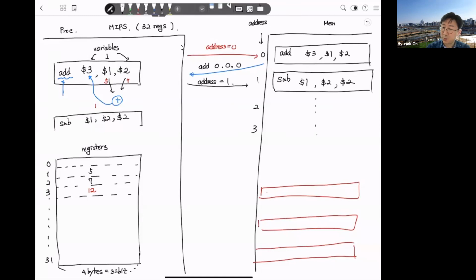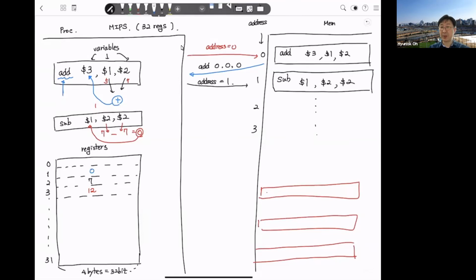Then the processor is analyzing the instruction, which is subtraction. Then it is reading the register 2 value, which is 7. So 7 minus 7 is 0. So 0 is stored into register 1. So after running the subtraction, register 1's value will be changed to 0.